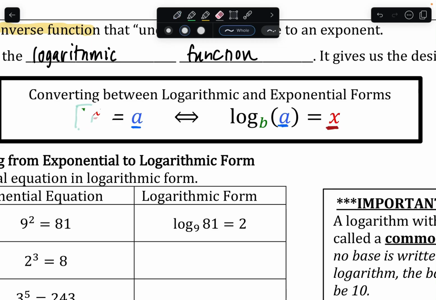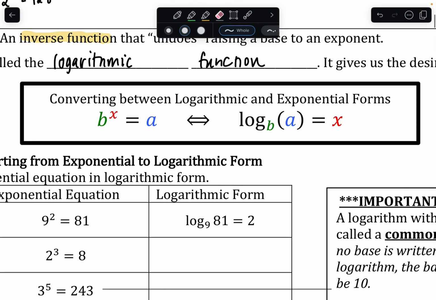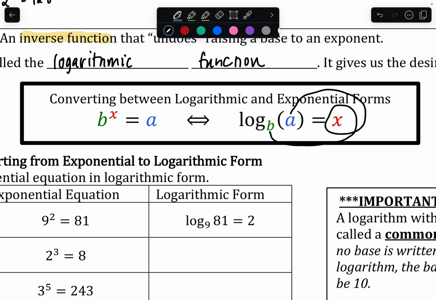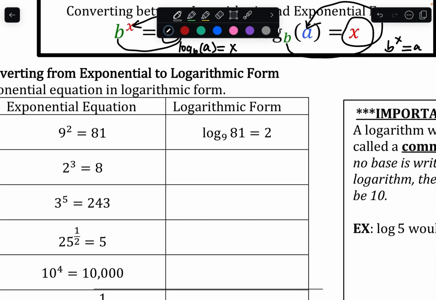So something that's kind of helpful when you're converting between the forms is some people like to make a loop. Okay, and so starting with the base, b to the x power equals a. So as you convert, you can make that loop, b to the x equals a, and that same thing goes in reverse. Base b, so log base b of a equals x. And so we're just going to practice converting between these two forms.